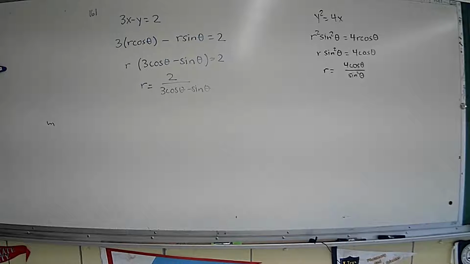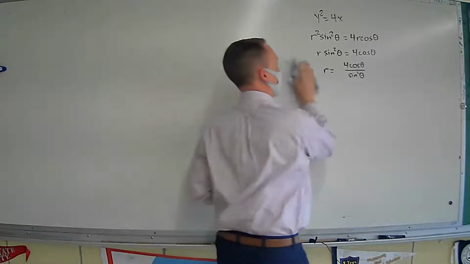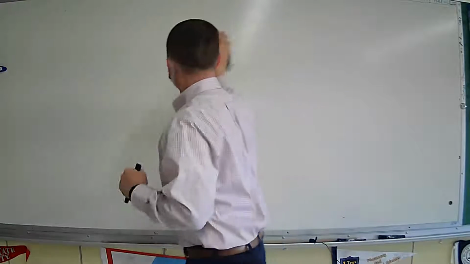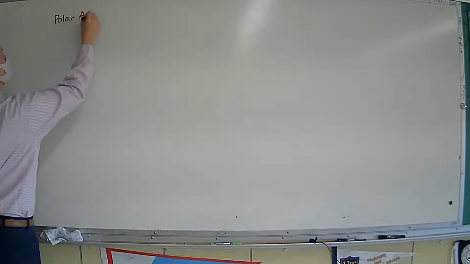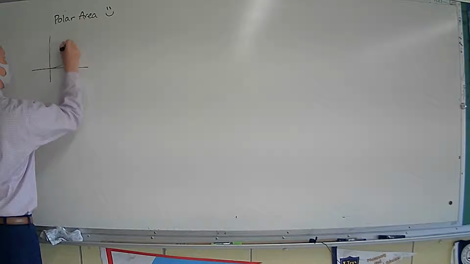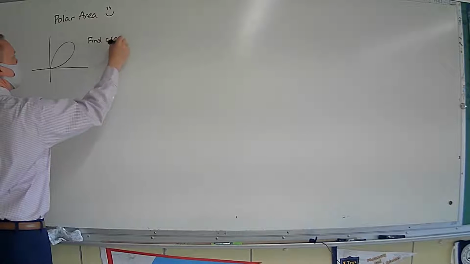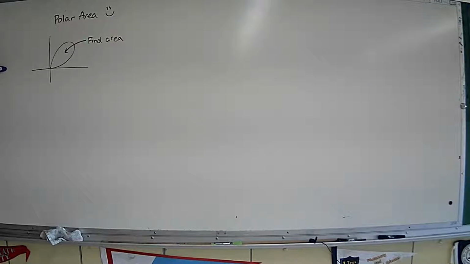Okay, so let's talk about area then. So what we want to do is figure out a way to find, say for example, if you had a polar curve that looked like this, how could we maybe find the area of that leaf? Okay, so that's our sort of goal.